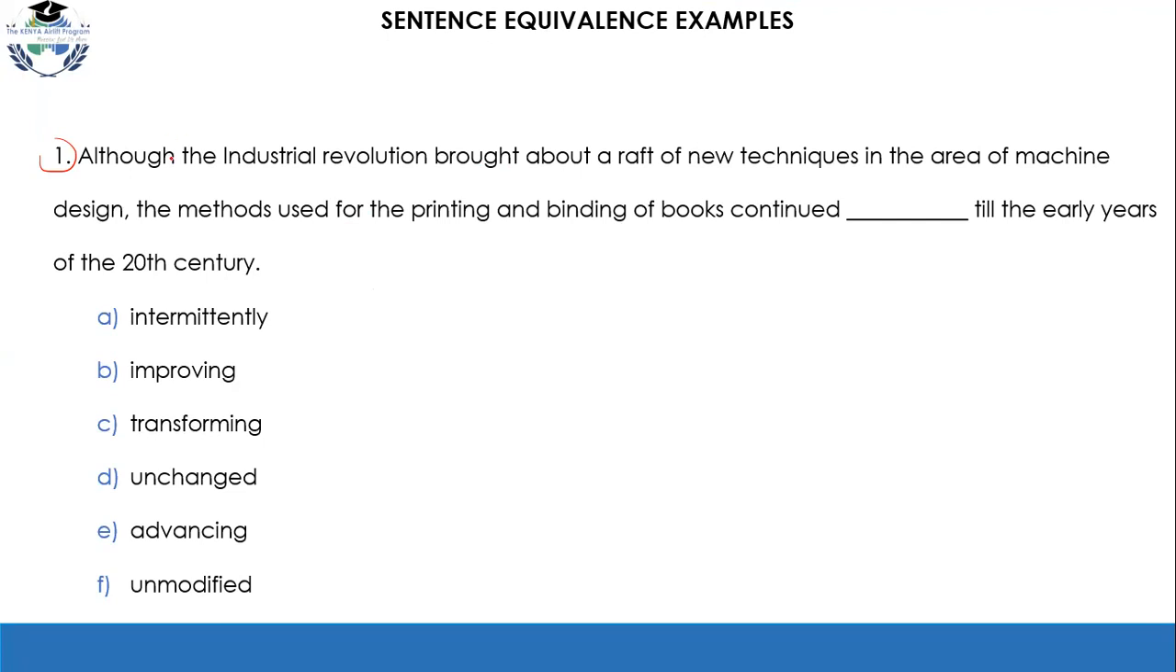All right, so let's go ahead. Although the Industrial Revolution brought about a raft of new techniques in the area of machine design, the methods used for the printing and binding of books continued blank till the early years of the 20th century. So what is this sentence talking about? Let's listen to someone's opinion. What do they think? What does this sentence talk about? And also, which words do you think are keywords? Which word stands out to you? So what is the keyword here? Let's have a volunteer. Yes, Kian, go ahead.